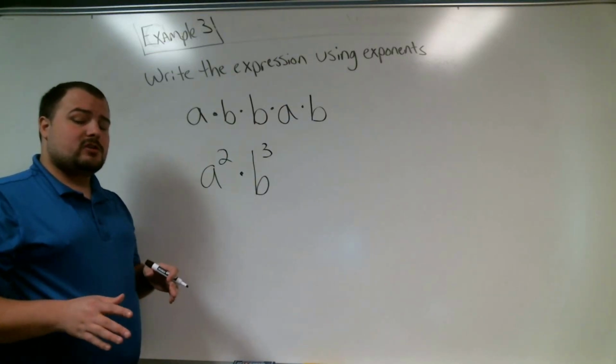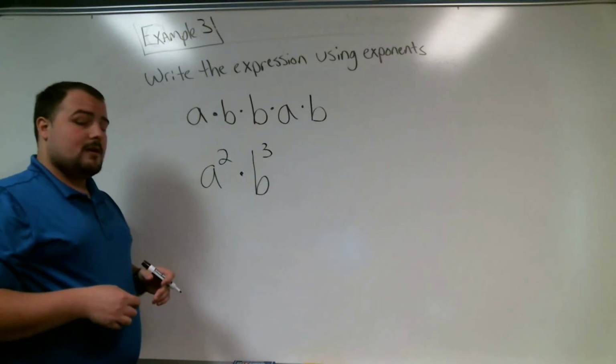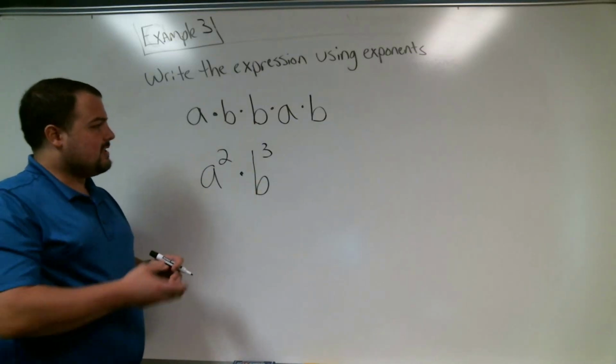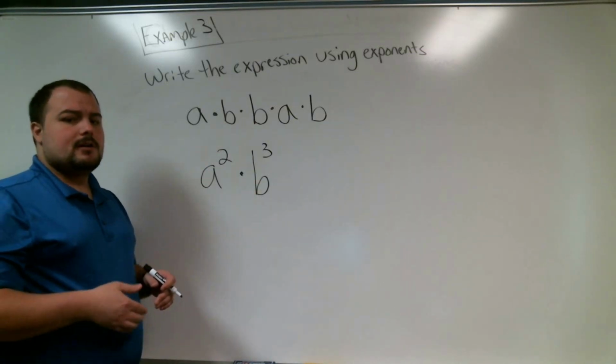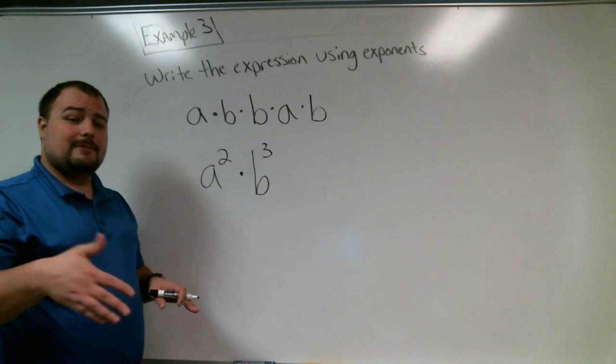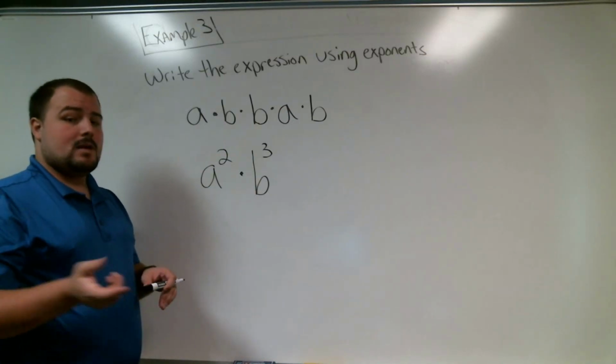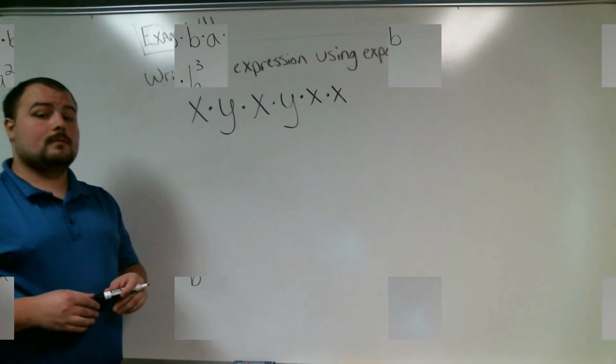As long as everything's multiplying, we can change it to exponential form, because the rule of exponents is that you're multiplying the same number. And that's how we can change it to exponential if we keep having the same number come up and up. Let's go ahead and do another one.